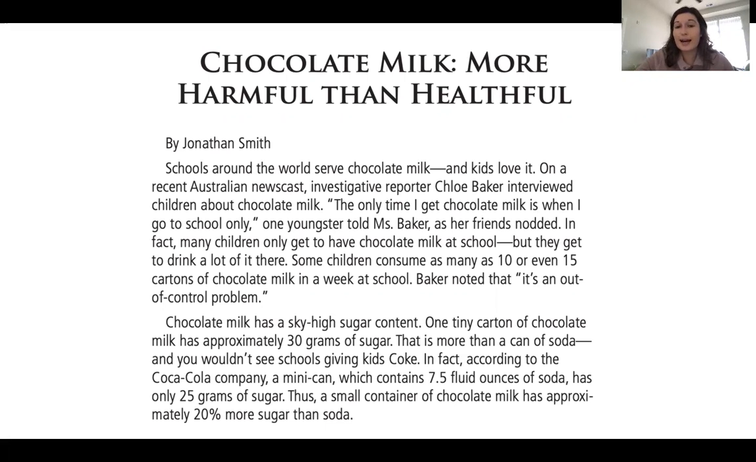Chocolate milk has a sky-high sugar content. One tiny carton of chocolate milk has approximately 30 grams of sugar. That is more than 1 can of soda, and you wouldn't see schools giving kids Coke. In fact, according to the Coca-Cola Company, a mini can, which contains 7.5 fluid ounces of soda, has only 25 grams of sugar. Thus, a small container of chocolate milk has approximately 20% more sugar than soda.